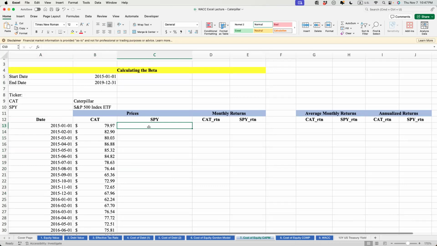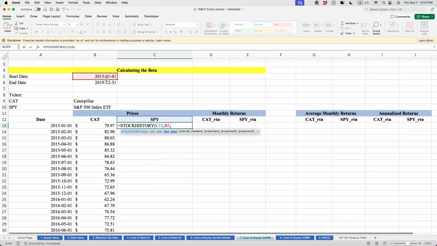And then we need to collect the historical price for SPY, which is the S&P 500 index ETF. So we use the same function, stock history. This is the ticker SPY. Start date will be the same, 2015 January 1st, ending 2019 December 31st. And this interval should match the interval you used for Caterpillar, the stock data. We gather the monthly closing price. Now we're going to grab the monthly closing price for SPY as well.